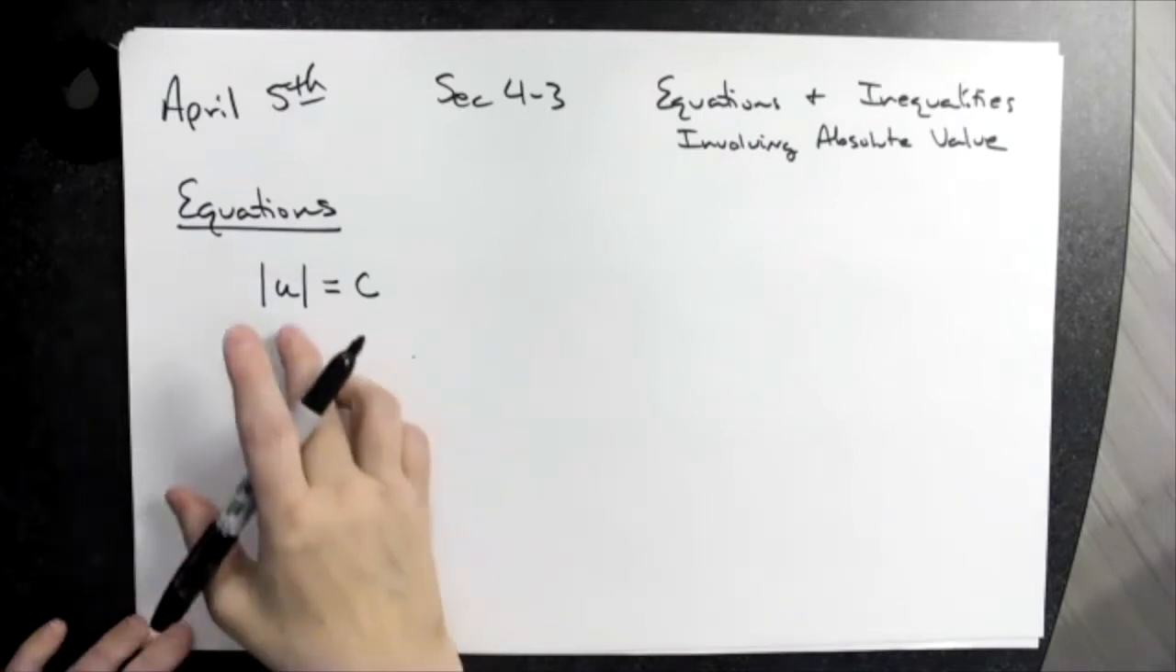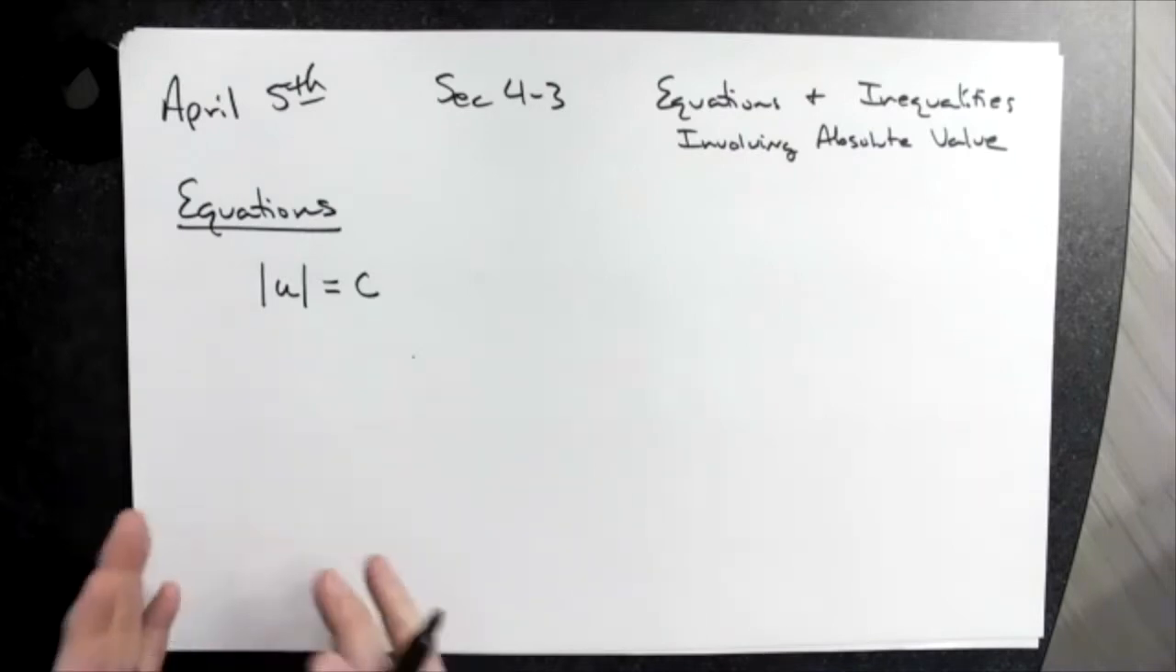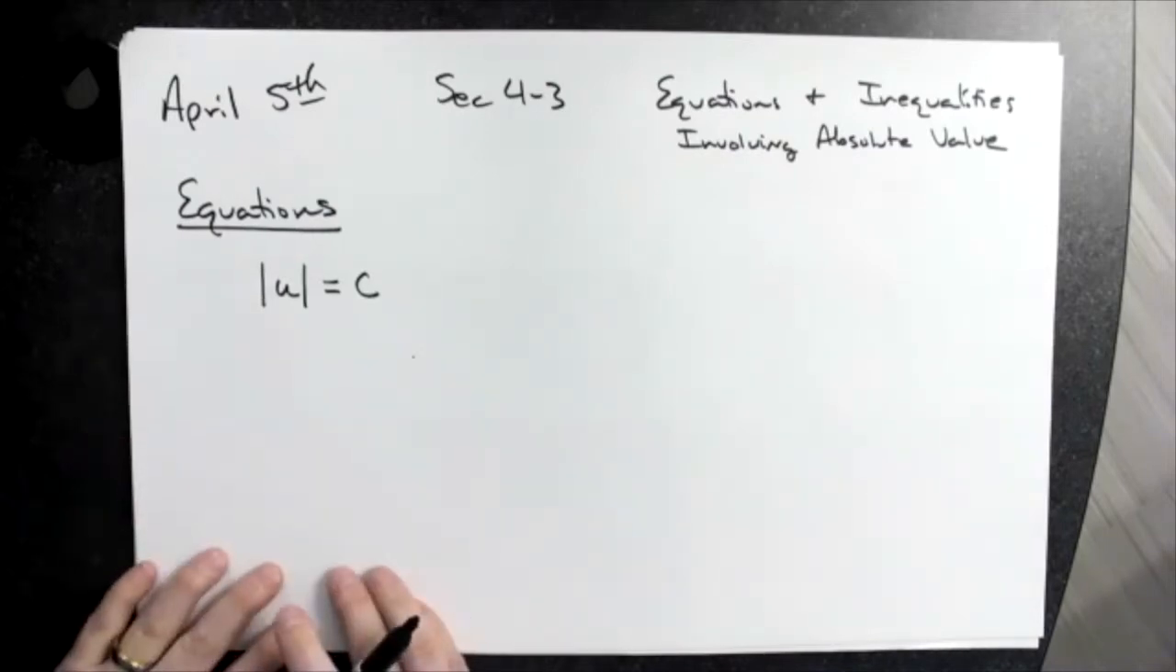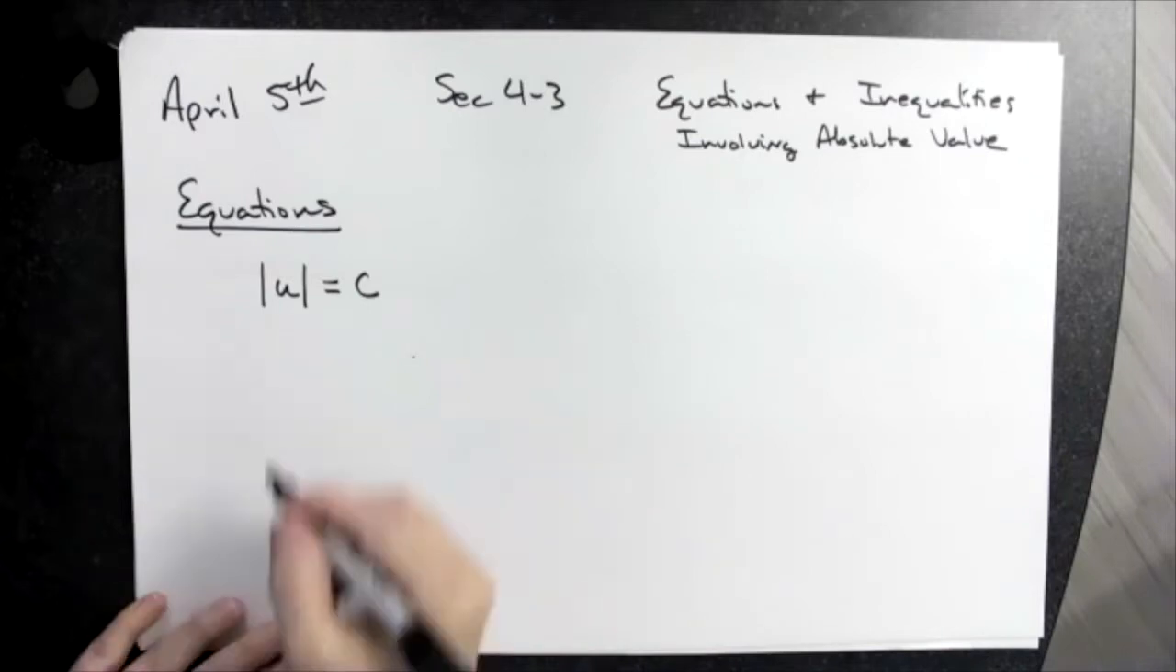It's not to say that I can't have absolute value bars on the left and maybe a 2x plus 5 on the right. There's a variety of ways to set this up, but just generically, this is what it's going to look like. Now, because absolute value basically is the distance from 0, how far is it? When I solve for x, I'm probably going to get 2 answers, okay?